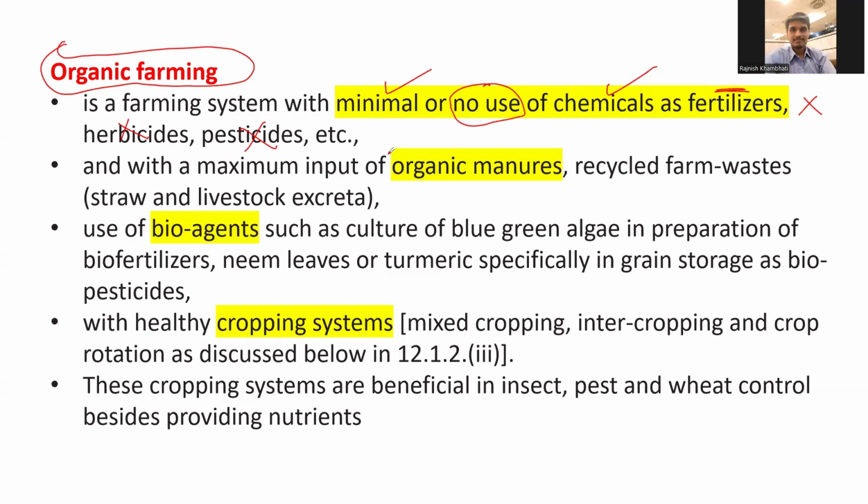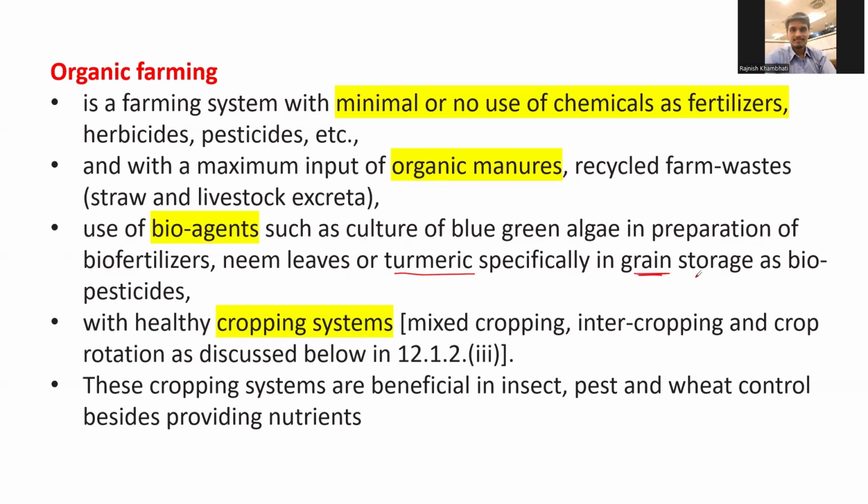And what will we give as input instead? We will be giving only organic manure, which is what? Recycled farm straw, livestock excreta, which is good because organic matter will be added by organic manure. We will also use bioagents, for example culture of blue-green algae in the preparation of biofertilizer. See, the term is biofertilizer. Bio means living, and biofertilizer means living fertilizer. That means no chemical. For example, neem leaves or maybe turmeric. Why?